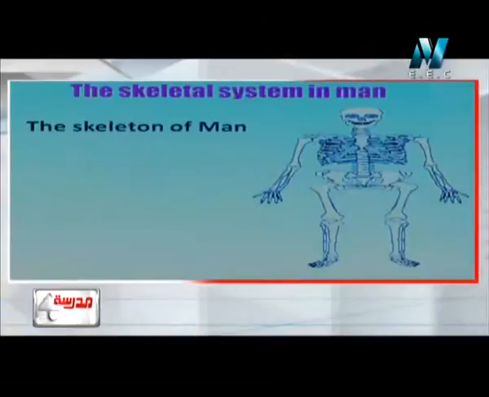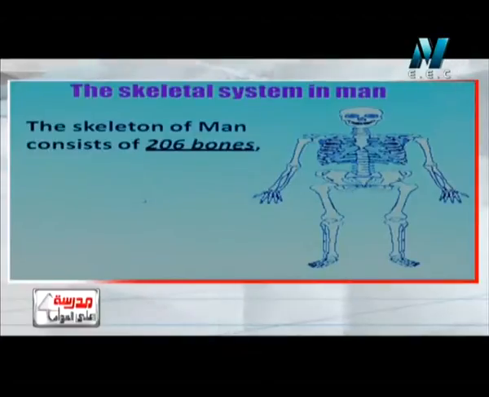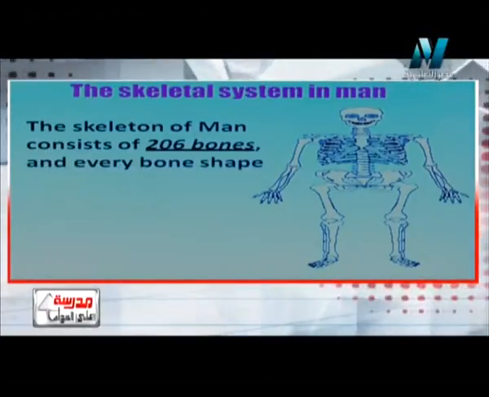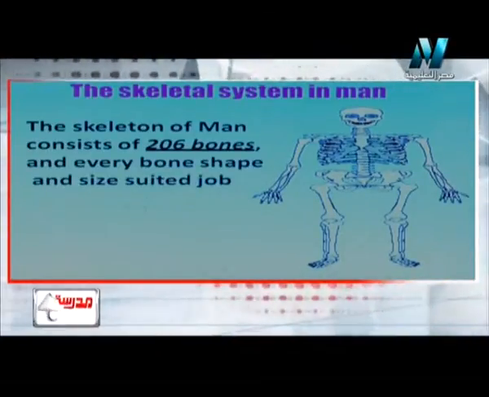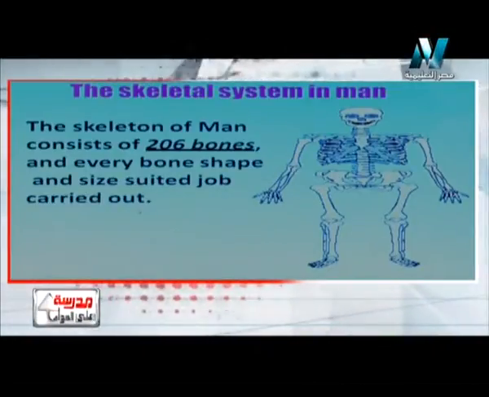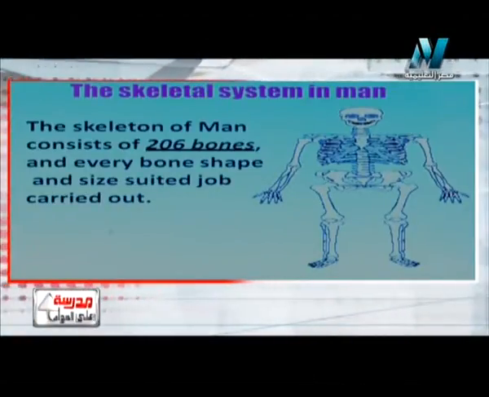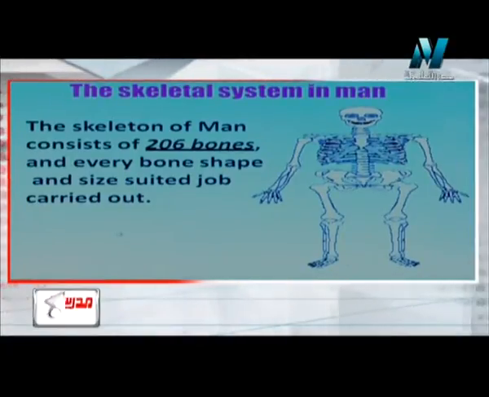The skeletal system in man. The skeletal system of man consists of 206 bones, and every bone's shape and size suits the job it carries out. The total number of bones found inside our body is 206 bones. They are different in shapes according to their size and function.